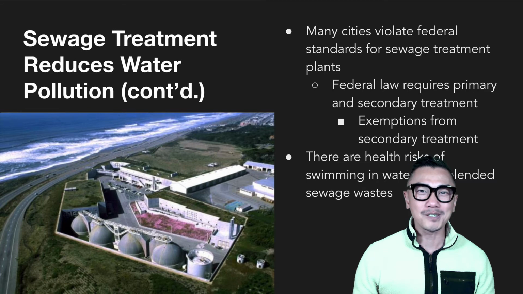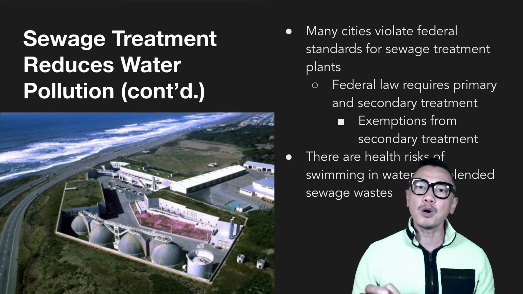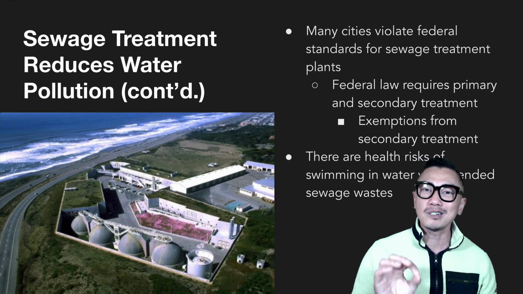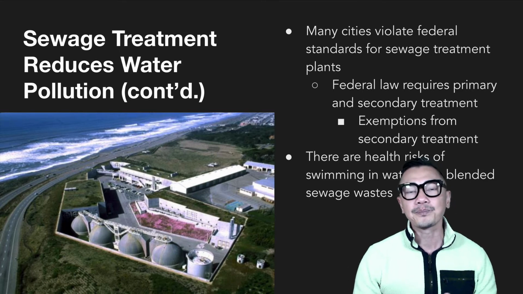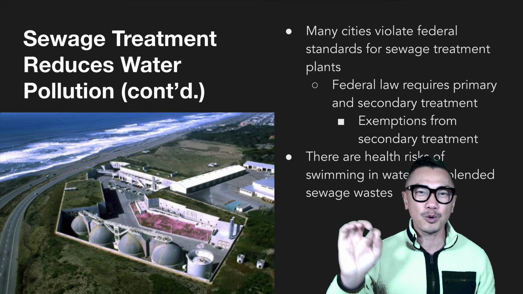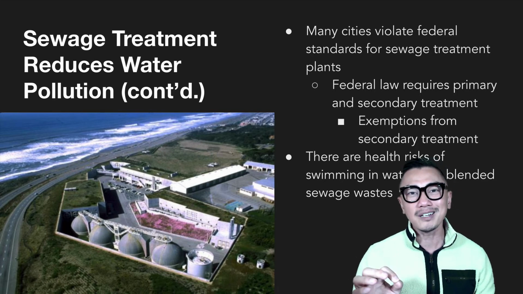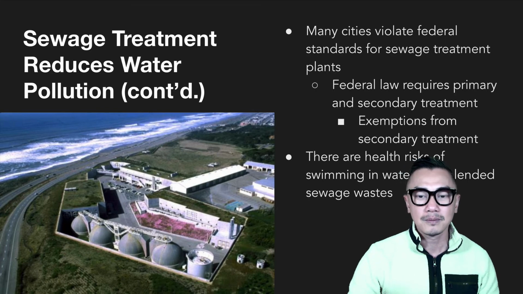Even though there are laws, many cities violate federal standards for sewage treatment plants. Federal law requires both primary and secondary treatment, but if a city can demonstrate that secondary treatment would be excessively expensive, it can be granted an exemption. Also, during large storms, sewage treatment plants can become overwhelmed, releasing some raw sewage. We call this blended sewage waste, and it poses a risk to swimmers.